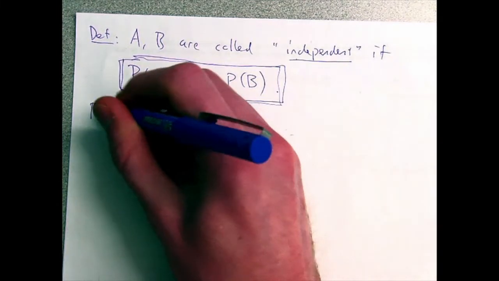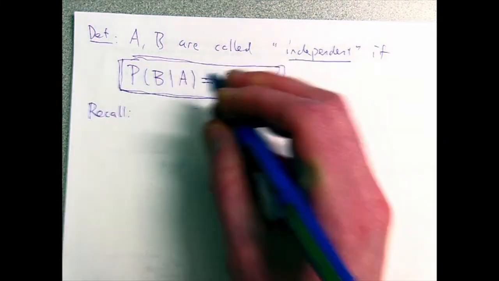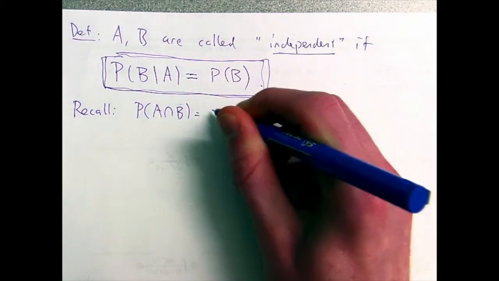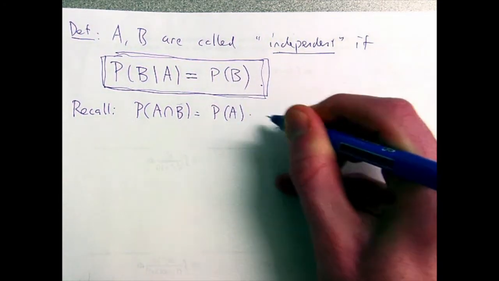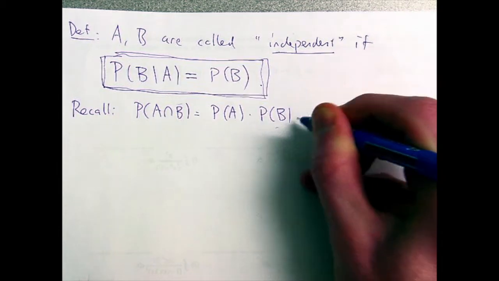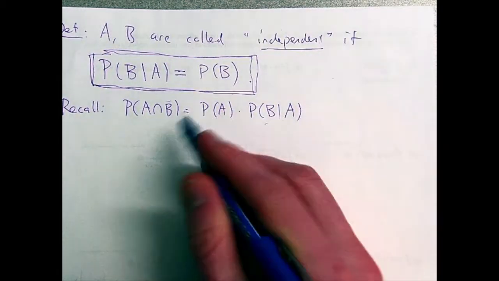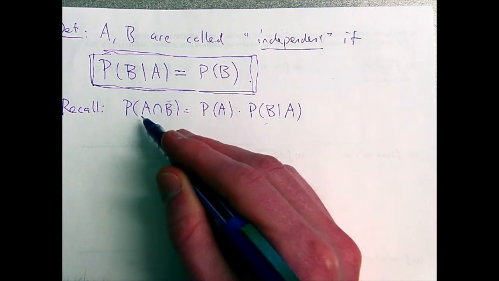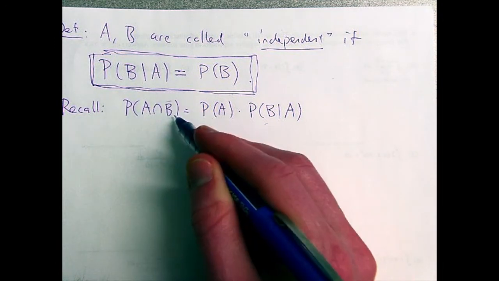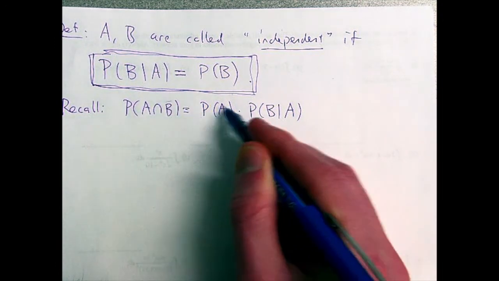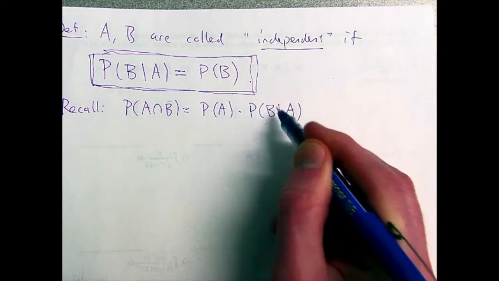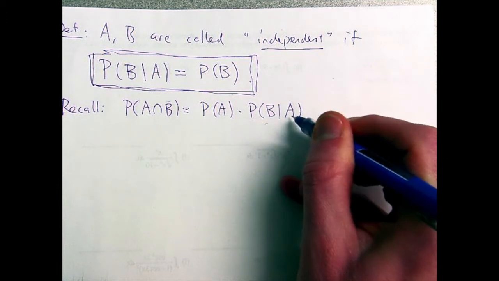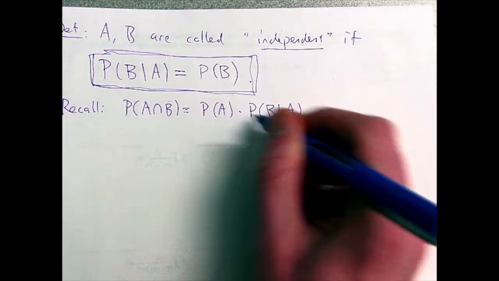So to do that, let's just recall from last time. I gave you the formula: probability of A and B is equal to the probability of A times the probability of B given A. So that's the probability that A and then B occurs, right? That's the probability that A happens and then B happens. And that's equal to the probability that A occurs times the probability that B occurs given that A has already occurred. You might remember that from last time.